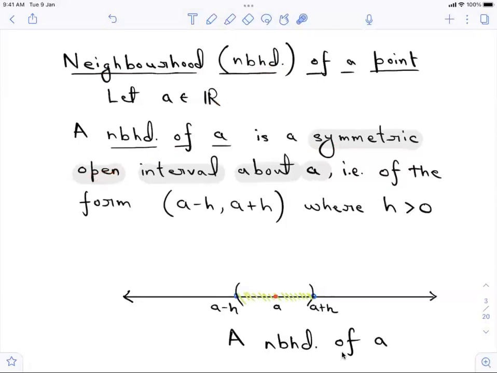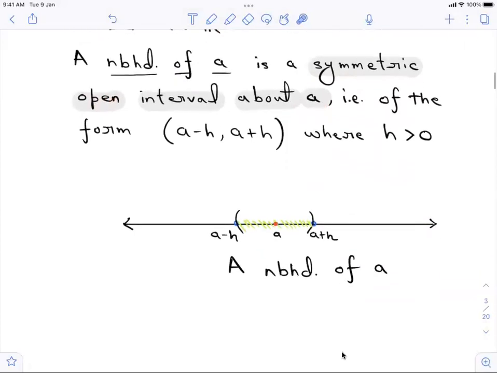about A. So for example, if A is a point on this real number line, and then on either side I go equal lengths and form this open interval, A minus H, A plus H. H is the amount that I'm going on either side of it. So A belongs to this. Typically this interval will be called a neighborhood of A.